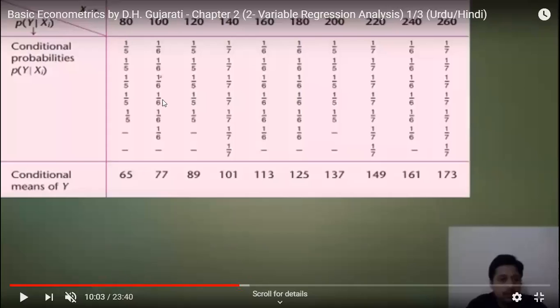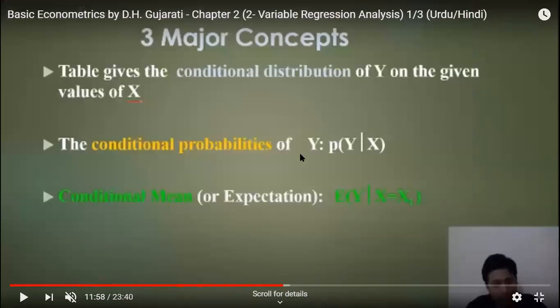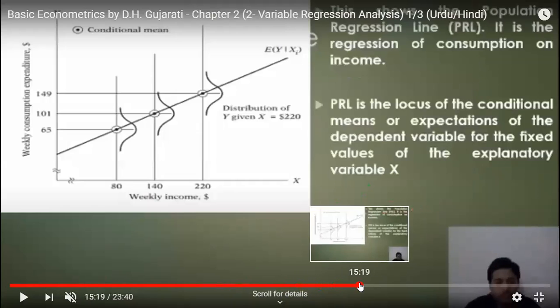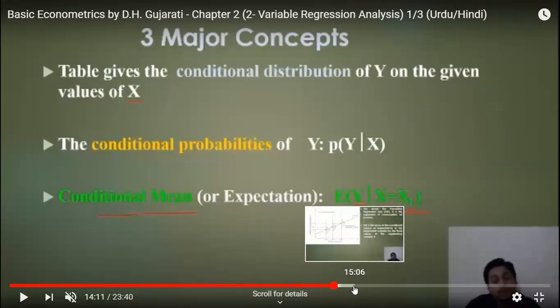Here they are giving the probabilities. Do you see the probabilities here? Conditional probabilities, 1/5, 1/5, 1/5, and so on, and then you get the conditional mean. So conditional expectation is the expected value of y given x equals a particular value. Value means 80 or 100 or 120 in our examples.